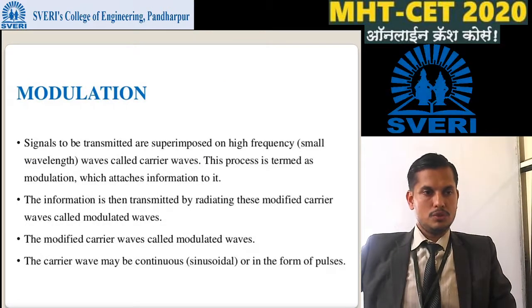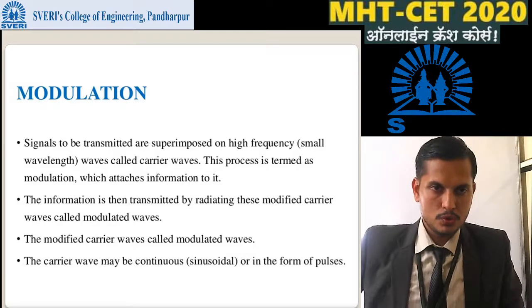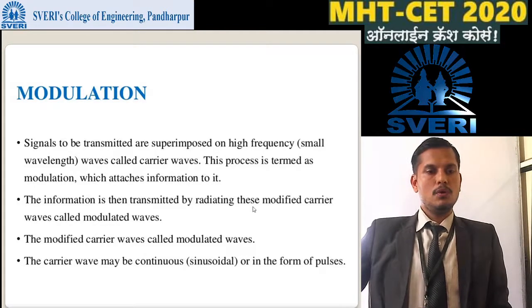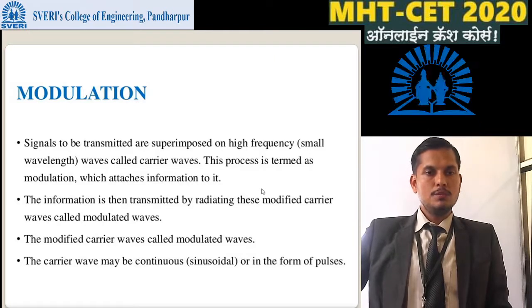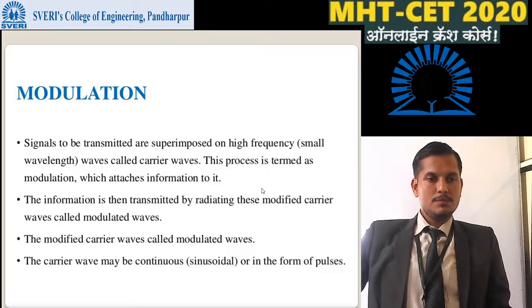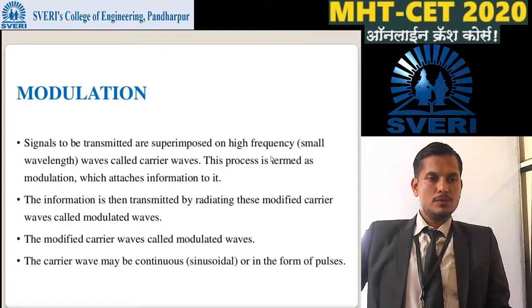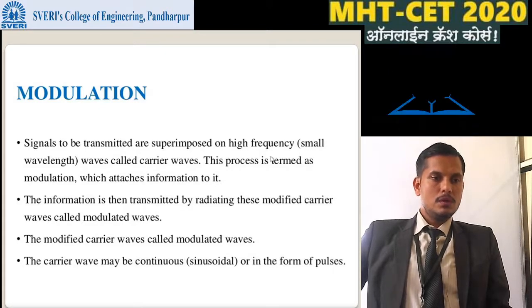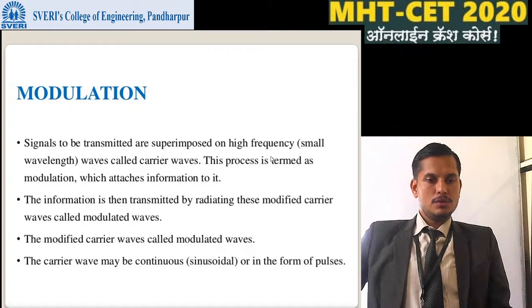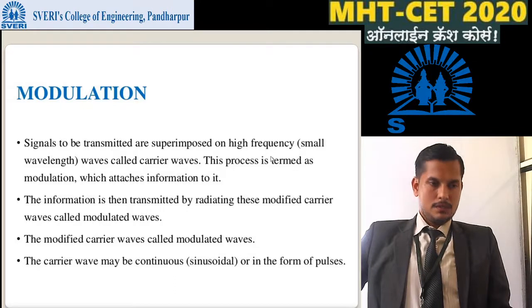Next is modulation. Signals to be transmitted are superimposed on high frequency, that is small wavelength, waves called carrier waves. This process is termed modulation, which attaches information to the carrier. The information is then transmitted by radiating these modified carrier waves, called modulated waves. The carrier wave may be continuous or in the form of pulses.